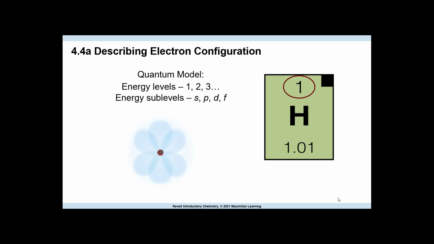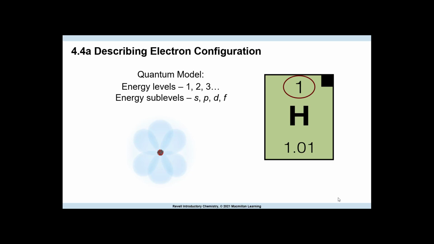So the quantum model predicts electrons occupy energy levels, which we number 1, 2, 3, etc., and sublevels labeled S, P, D, and F. We are now going to look at electron configurations of a series of atoms, so this will hopefully make more sense. This shows the atomic number located on the periodic table. So remember that this tells us that the number of electrons we're going to be looking at matches the atomic number. So we're going to be dealing at this point with neutral atoms.